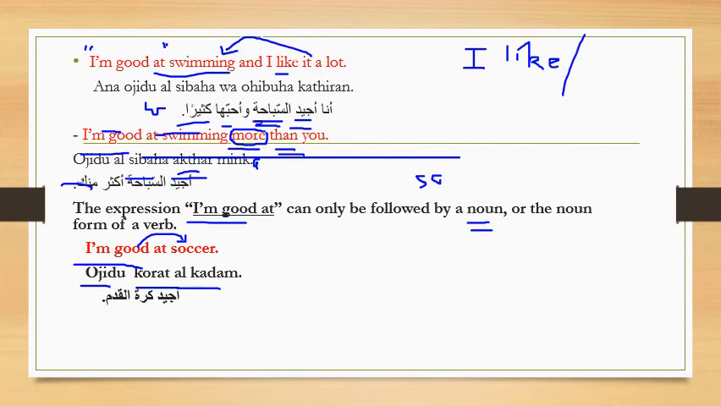I like or I love soccer. What do you mean by I like or I love soccer? Let's see. I like, we said it here, أحب. Soccer is كرة القدم. أحب كرة القدم. Or you can say أجيد كرة القدم.